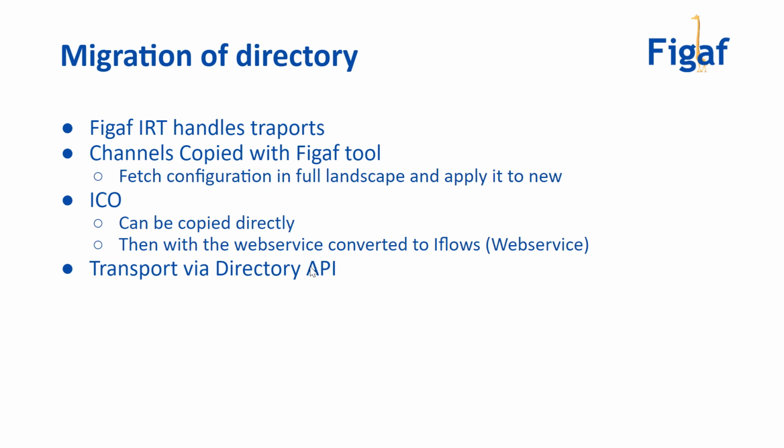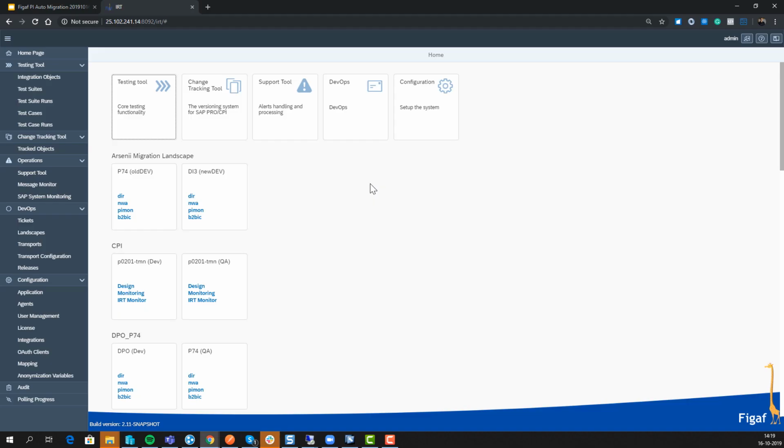For directory objects, we are also using the Figaf tool to handle this. We're using the directory API to create and copy channels, move icons, and at a later stage also create iflows, and then we want to transport it with the directory API. So the Figaf tool will handle transport, and handles translation between different systems.